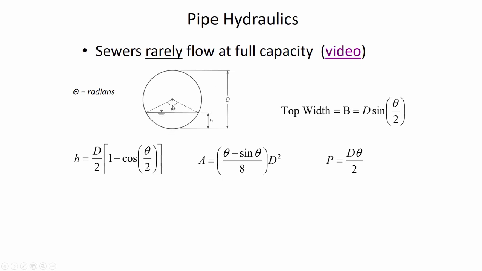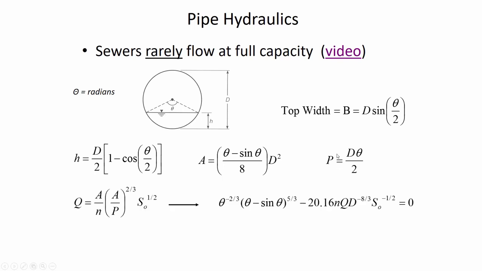Now, theta here is the angle that the water surface makes relative to the center of the pipe. And so if the pipe is half full, what is theta in radians? The pipe is half full. Pi radians, right. So if we know the angle, then we can calculate the depth of flow, the cross-sectional area, the wetted perimeter, and so on.